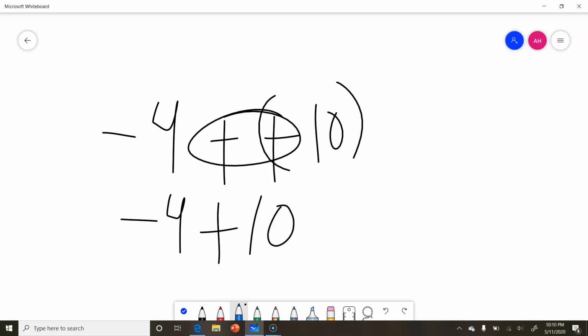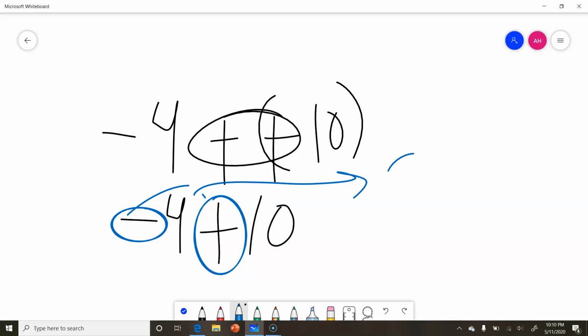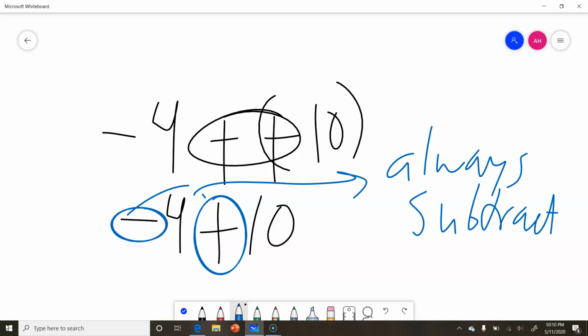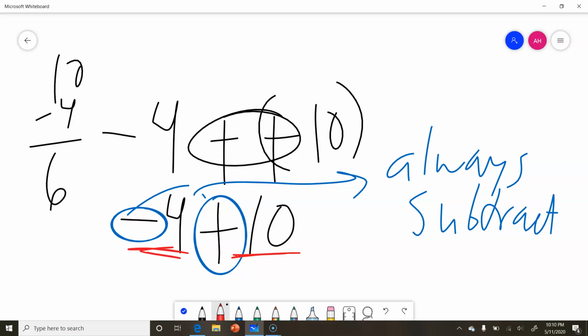Now, remember the rule. If we have one negative and one positive, what do we always do? That rule is we always subtract, no matter what order, which one's bigger, anything, we always subtract. So I come over here and do 10 minus 4, which is 6. Then I look and say the minus 4, that's smaller than the 10, so it's going to be positive. So the answer is just 6.